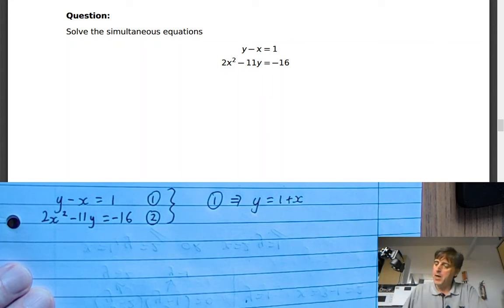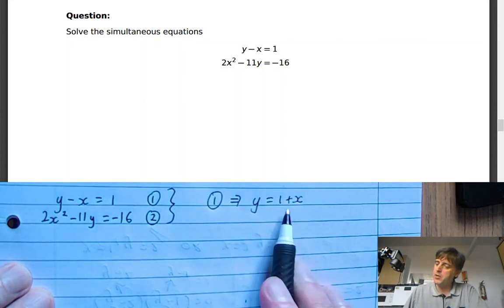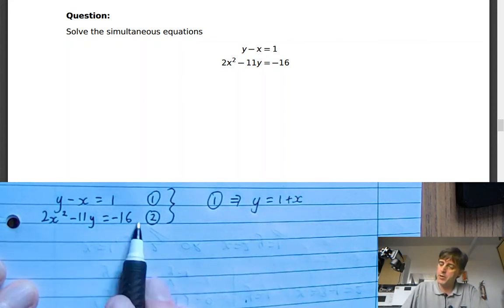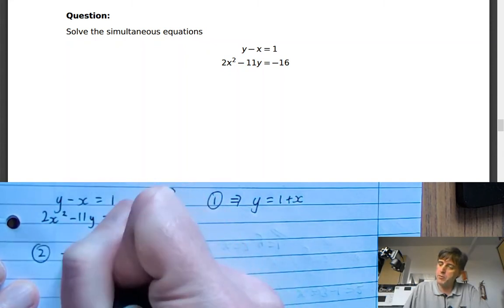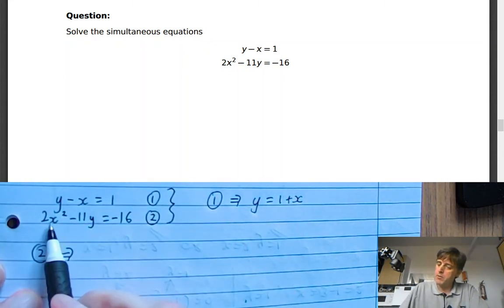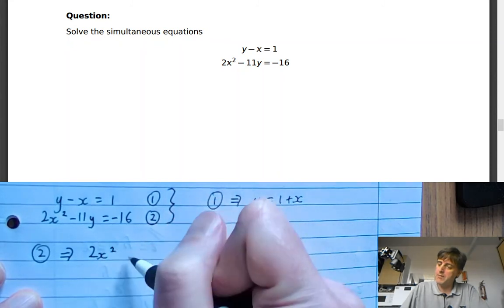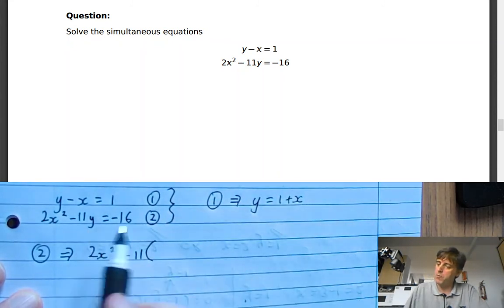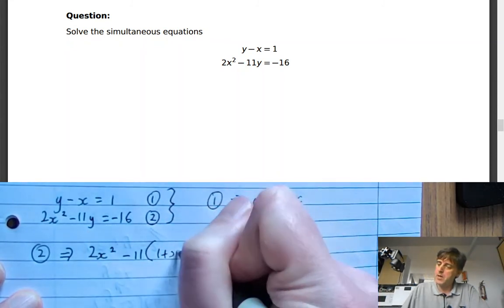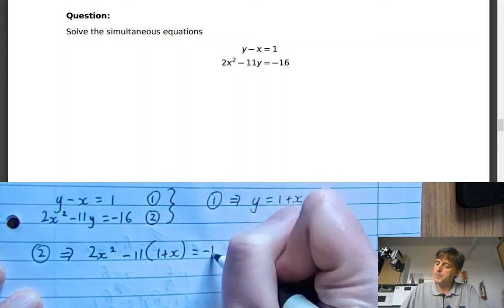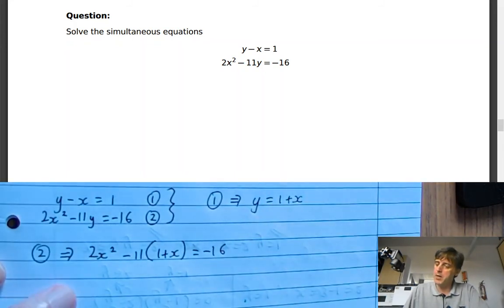All right, so let's see if I can continue from here. Wherever I see y, I'm now just going to write 1 plus x in this other equation. Take equation number 2: 2x squared minus 11 lots of, and instead of y, I'm going to write (1 plus x), equals negative 16. And now we're just going to tidy this up.